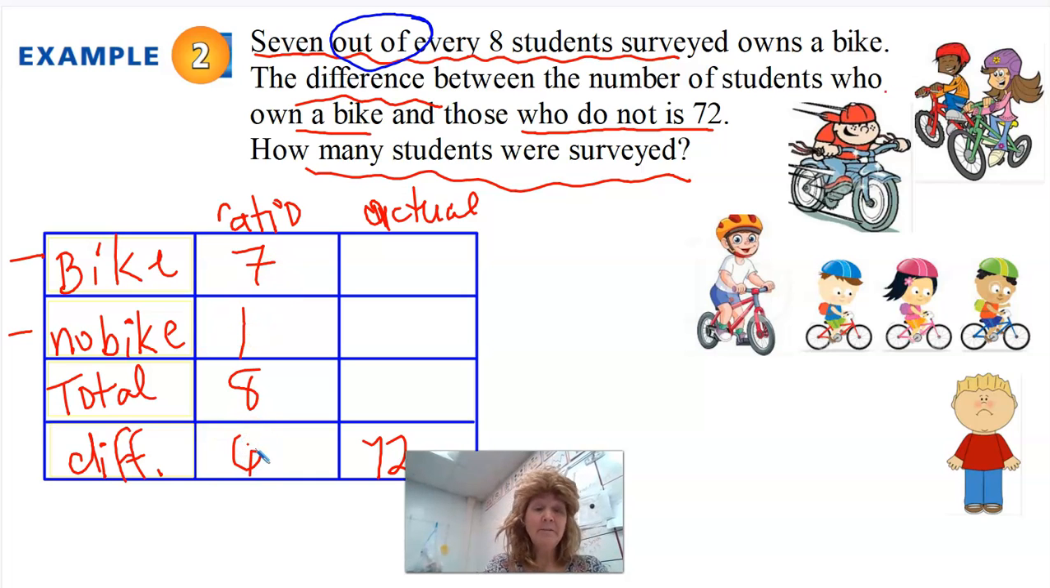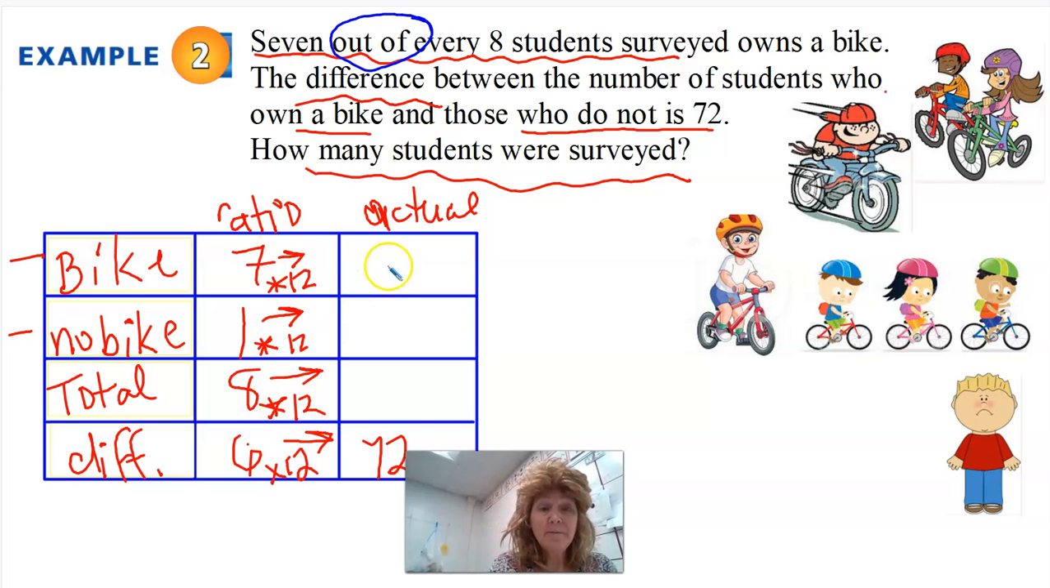Now that I have everything filled into my table, I can figure out what I need to multiply 6 by to get 72. And hopefully you're thinking it's 12. So this is a times 12. So all of the numbers get multiplied by 12. There's a times 12. And there is a times 12. Remember the asterisk means times. 7 times 12, let's see, 84. This would be 12. This would be 96.